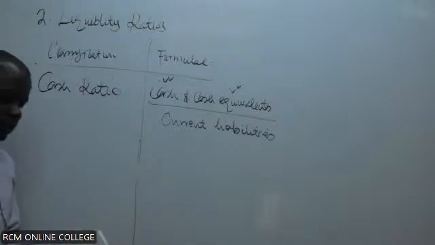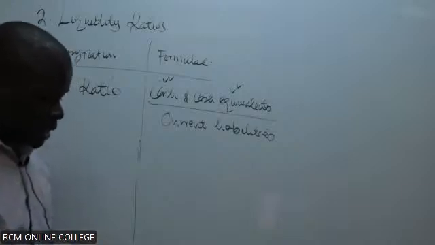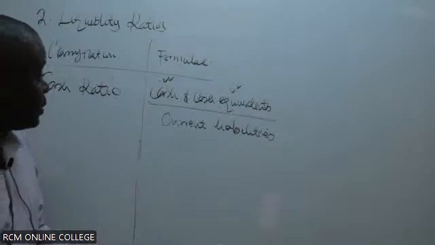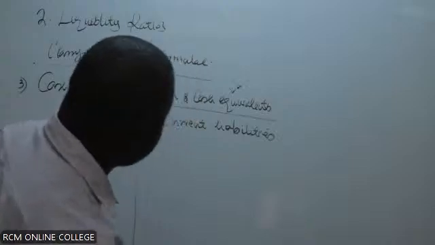So that is what we call liquidity ratios. Liquidity. How liquid are you? Then we have category number 3. You can go to category number 3.